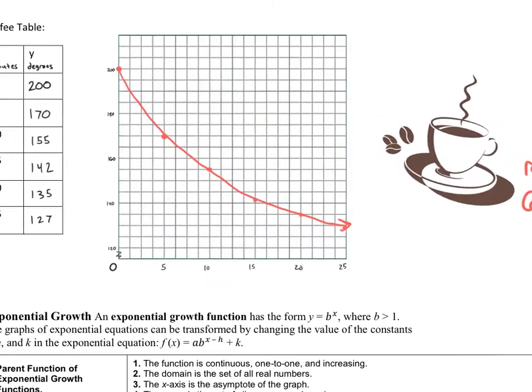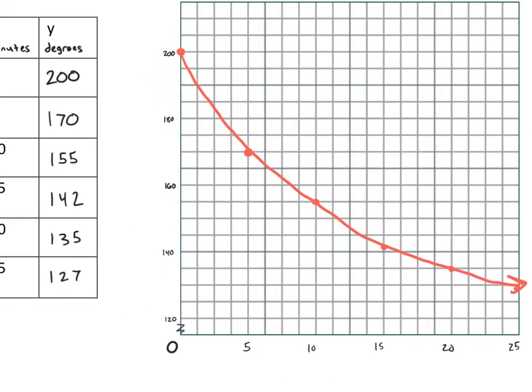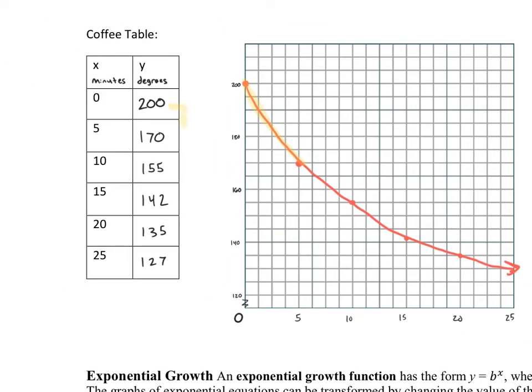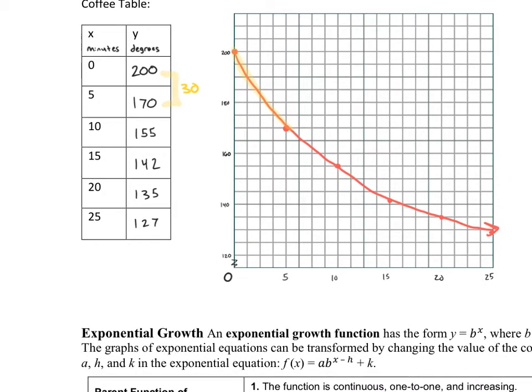Now, what this type of curve is called is exponential decay. We're also going to study exponential growth, but food cools at something called exponential decay, to where it loses a bunch of its heat right away. Because in the first 5 minutes, we dropped 30. So it lost a lot of heat right away. But then after that, it started to lose smaller amounts.